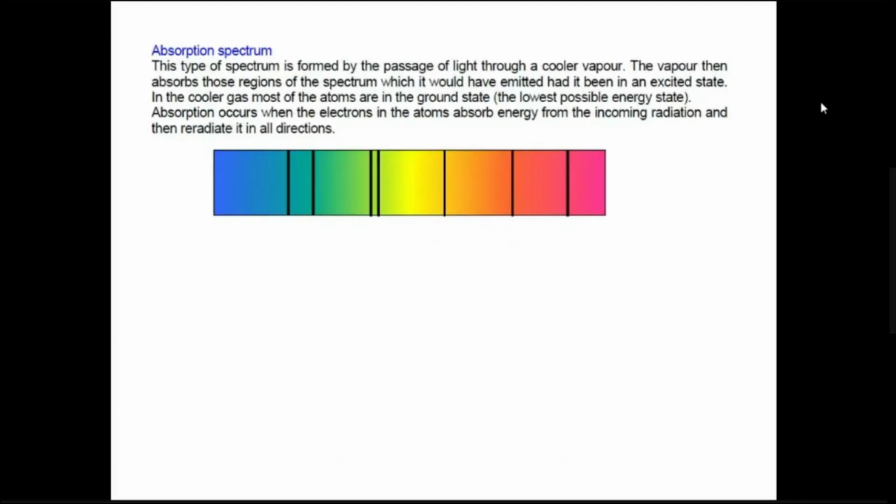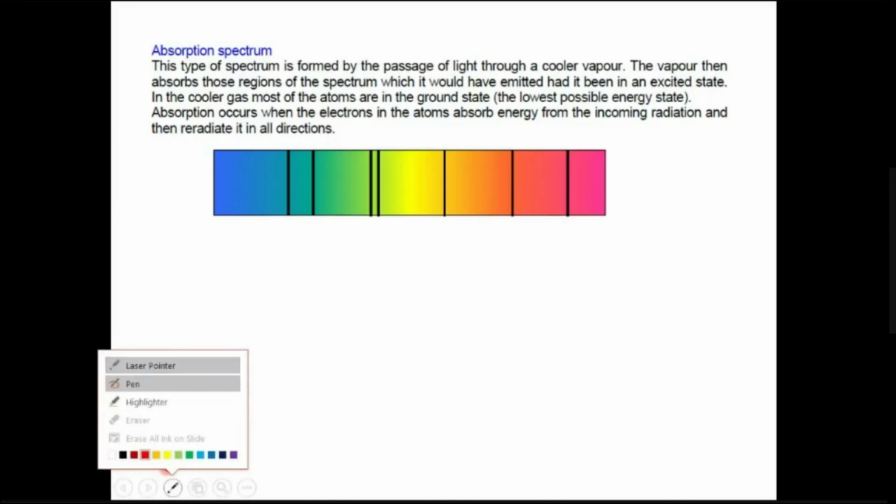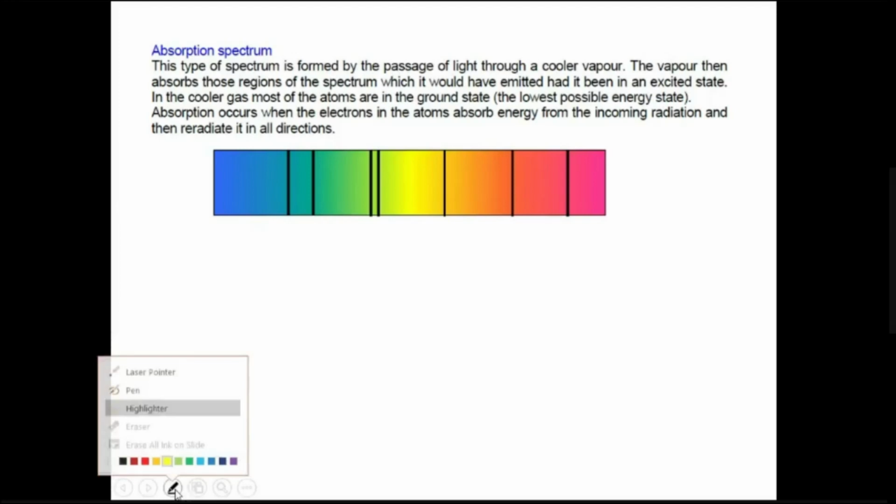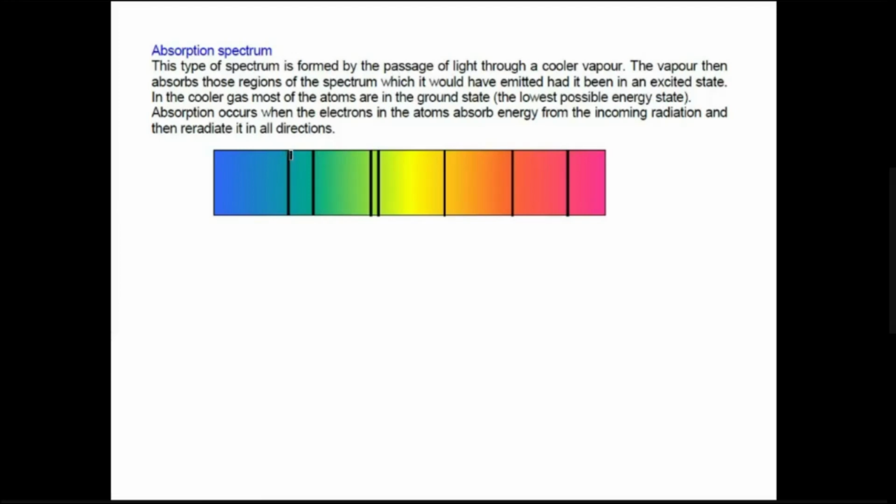Absorption spectra is exactly opposite that of emission spectra. If you think about absorption spectra of atoms, you will find some lines are missing. And if it is a molecular spectra, you will observe that some bands are missing. Okay, so that is absorption spectra.